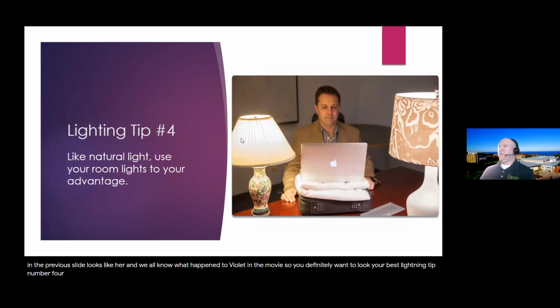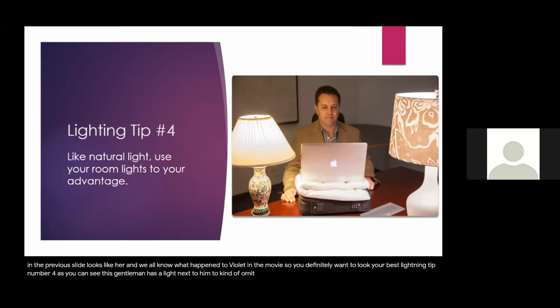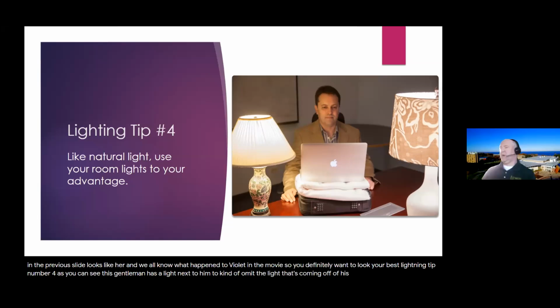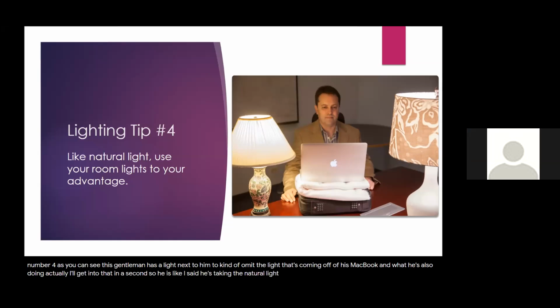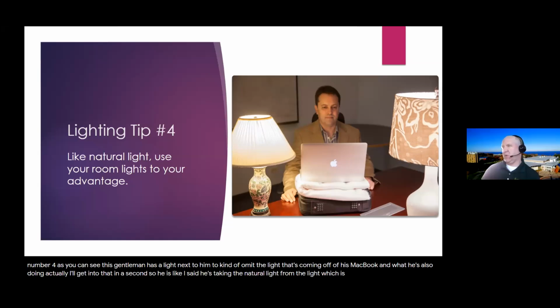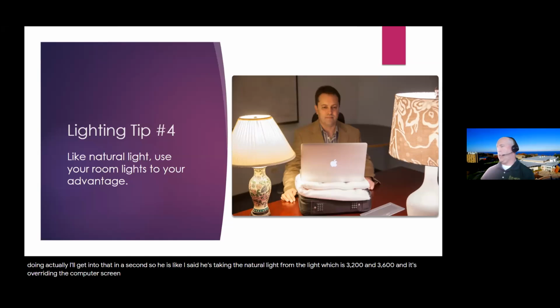Lighting tip number 4. As you can see, this gentleman has a light next to him to offset the light that's coming off of his MacBook. And what he's also doing, I'll get into that in a second. He's taking the natural light from the light, which is 3200, and it's overriding the computer screen. So if I were to look at his webcam, I would think that this shot would be very nice, a very soft light.